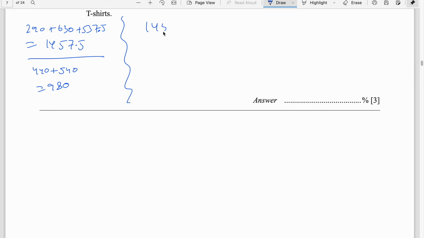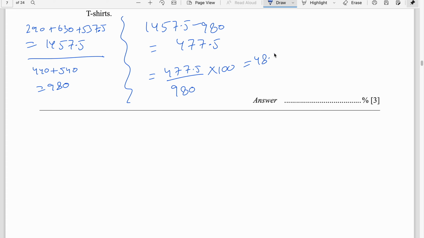So 1457.5 minus 980. When he sells all of them, he's getting a profit of $477.5, and converting it into percentage is profit divided by the cost price times 100, which is 48.7%. Always write your final answer.